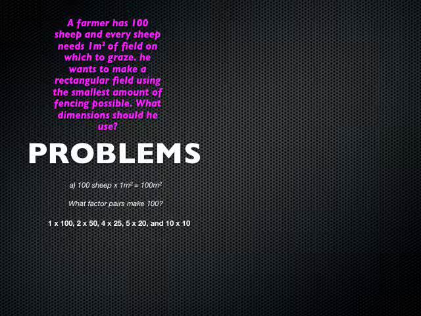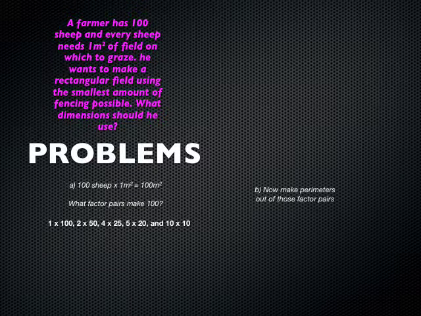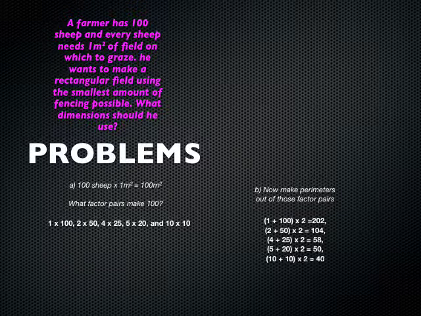We know that those are 1 times 100, 2 times 50, 4 times 25, 5 times 20, and 10 times 10. Our next problem is to now make perimeters out of those factor pairs. If we had a perimeter where one part was 1 meter and the other part was 100, if we worked out the perimeter there, we would get a perimeter of 202 meters.